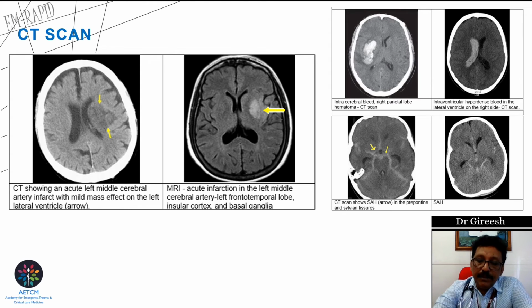So CT will pick up the hemorrhage, MRI will pick up the infarct. But in acute cases, when we want to thrombolyze, we cannot waste our time, because MRI takes minimum 20 to 40 minutes. CT takes hardly 5 minutes. So if the patient comes in the golden hours where we can thrombolyze the patient, we should not waste our time. We should send the patient for CT scan, and once the CT rules out hemorrhage, we can thrombolyze the patient.